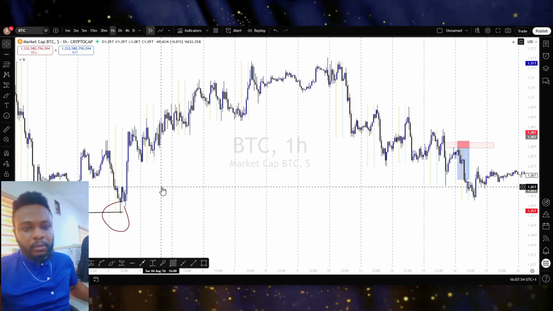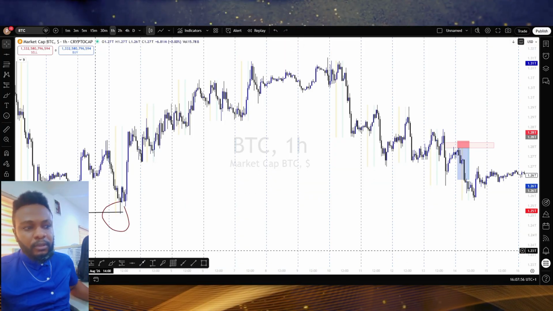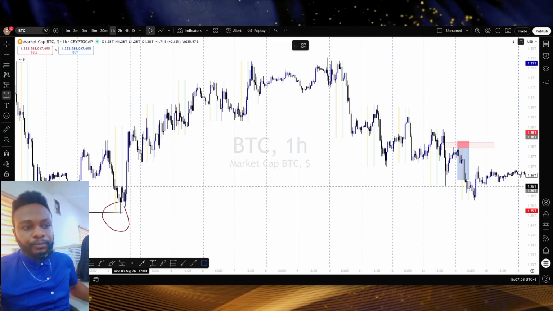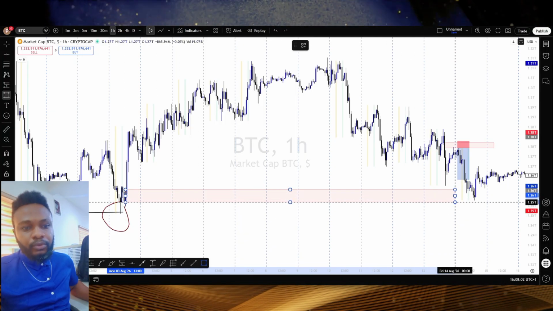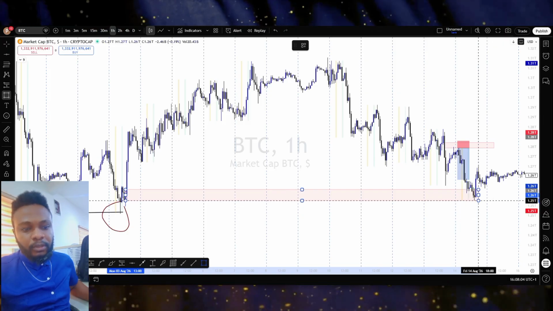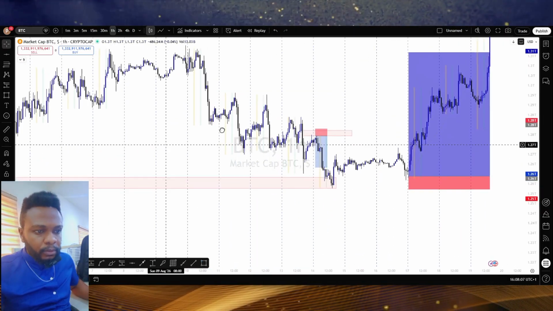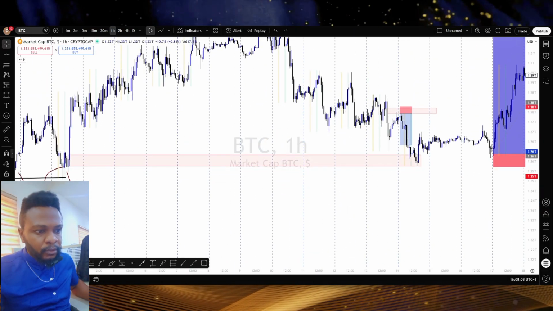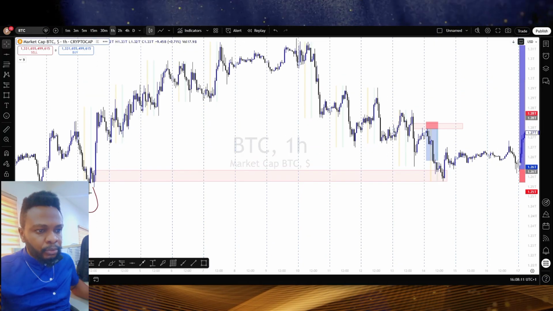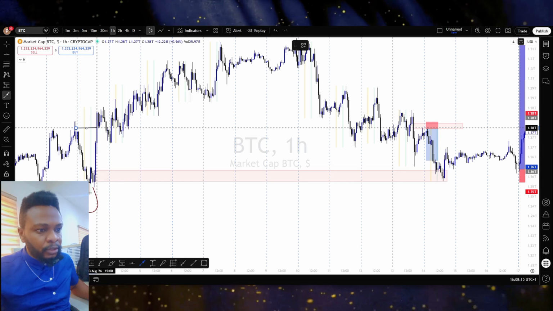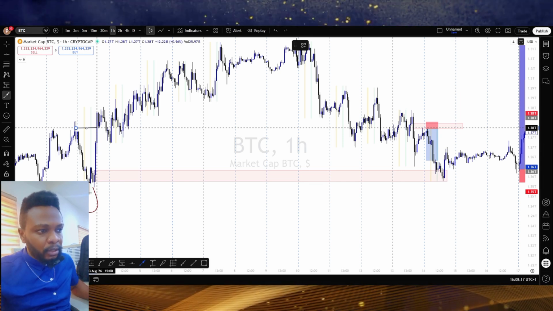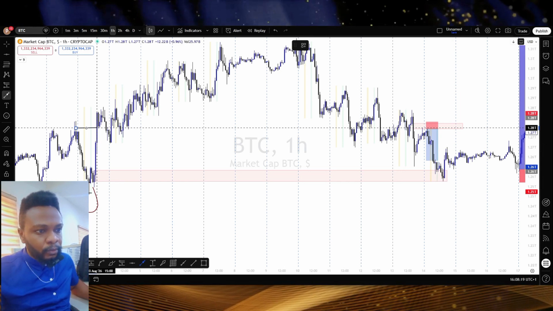So let me pull this out and make it more interesting, and more clear, so beautiful. This is my POI marked out as you can see right here, and from what we have here, price had already tapped into my POI, and all I need to do is to wait for the confirmation.